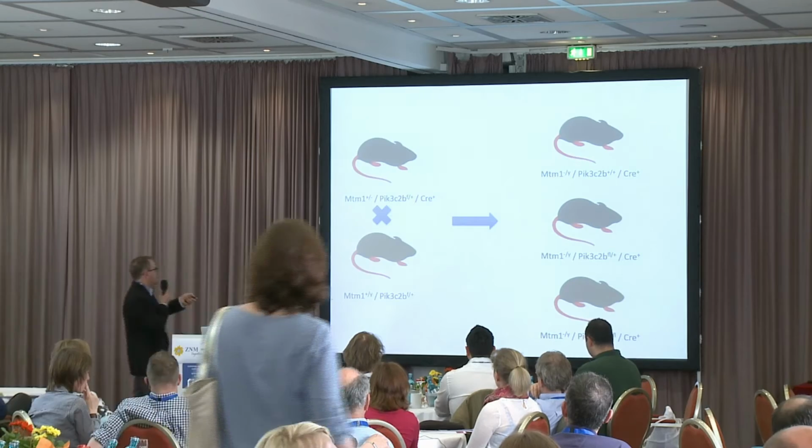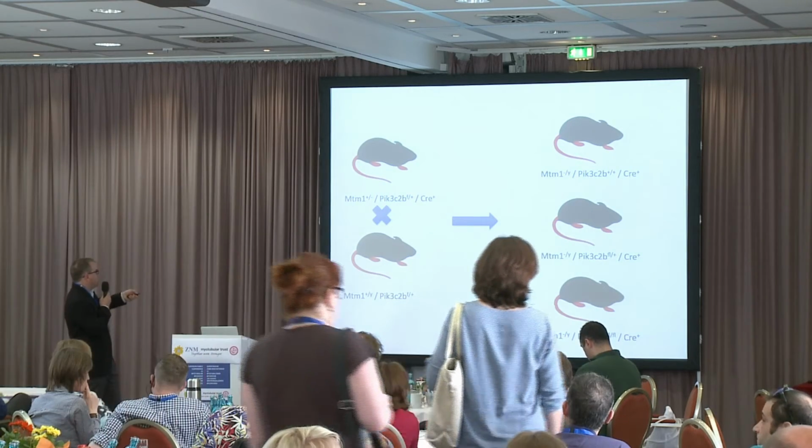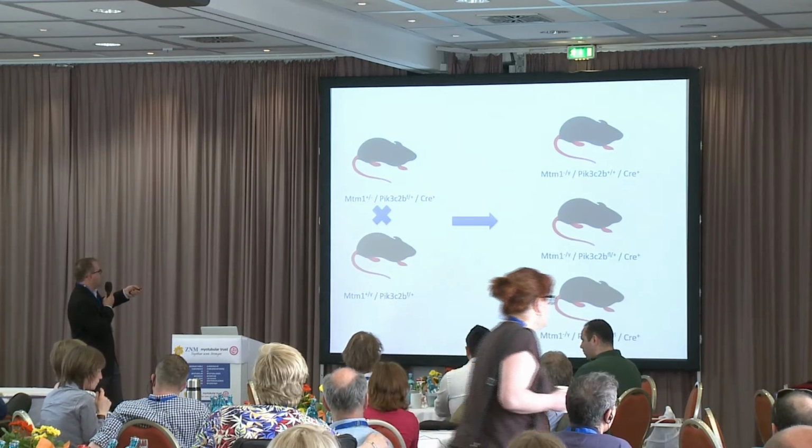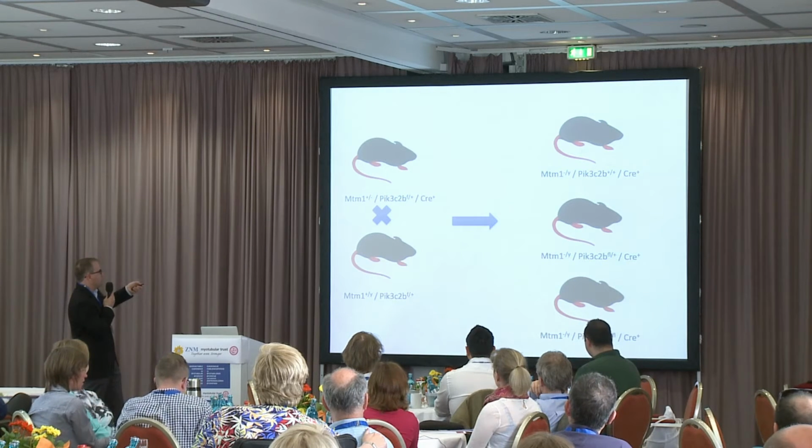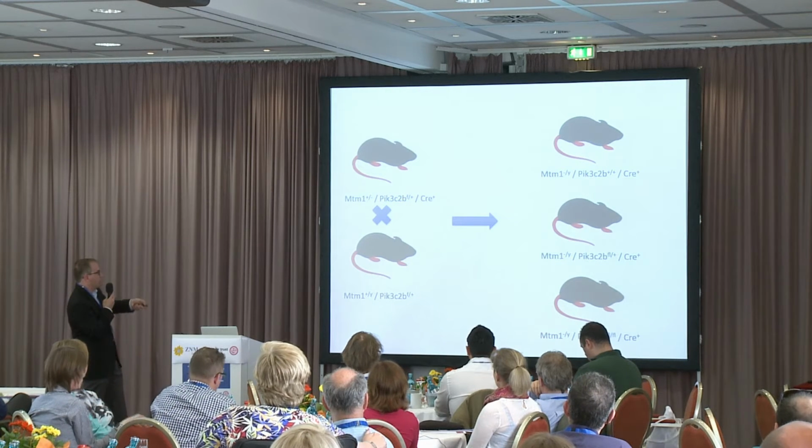So here is our strategy. We took animals that had one copy of this and one copy of this and mated them so that we could get three sets of animals.